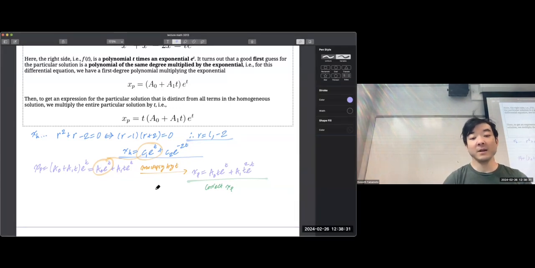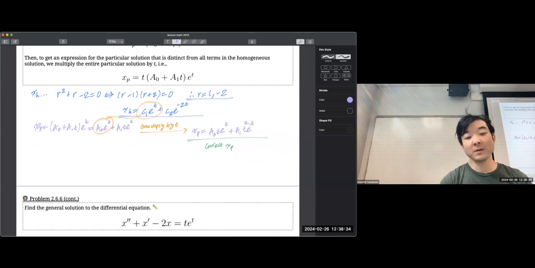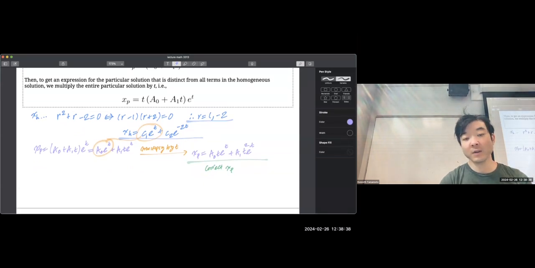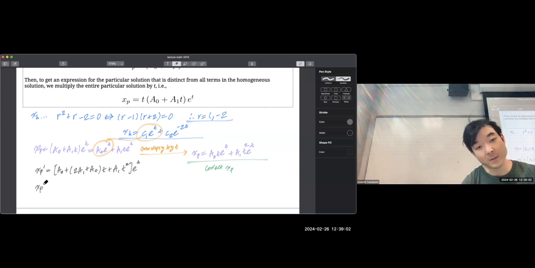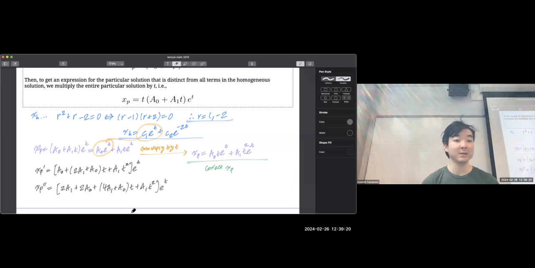Now, again, it's going to be a lot of work, and this is the last one that I'll probably do this level of work on. But if you were to compute the first derivative and second derivative, which I'll write here, you'll get xp prime is equal to a naught plus 2a1 plus a naught t plus a1 t squared times e to the t. And then your xp double prime will end up being 2a1 plus 2a naught plus 4a1 plus, this is after simplifying and combining some terms, so it's going to look really difficult for you to be able to see this just in this final form.